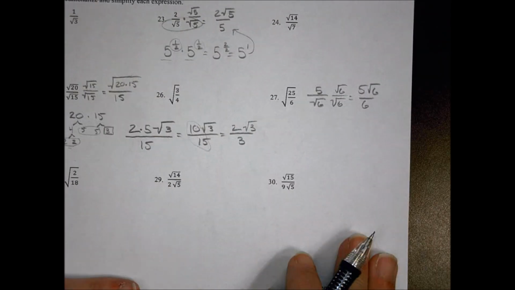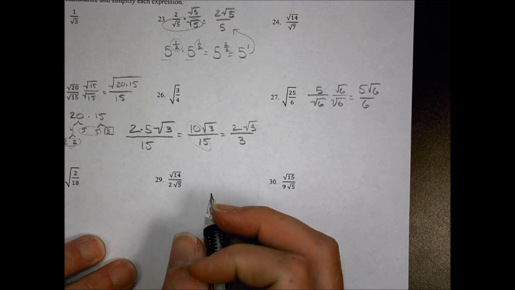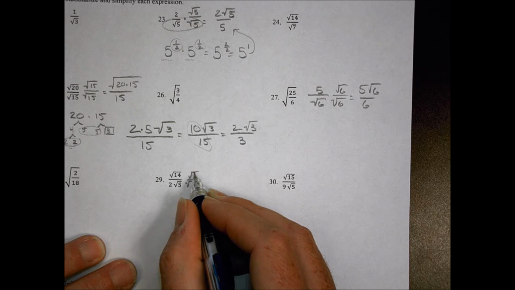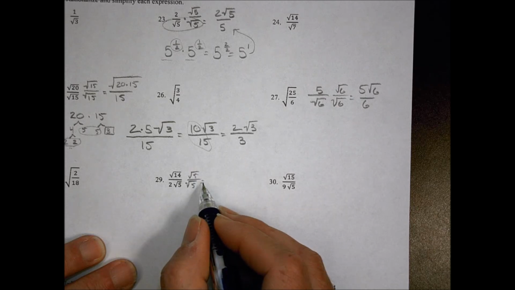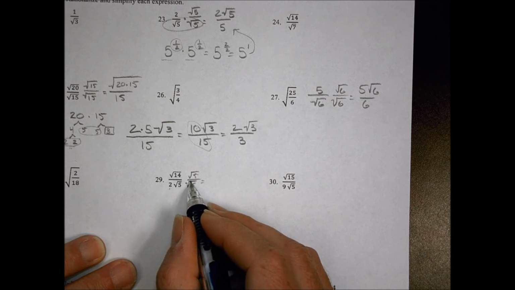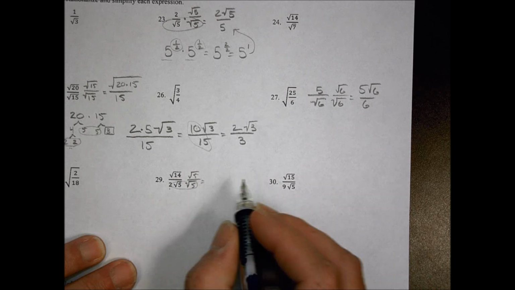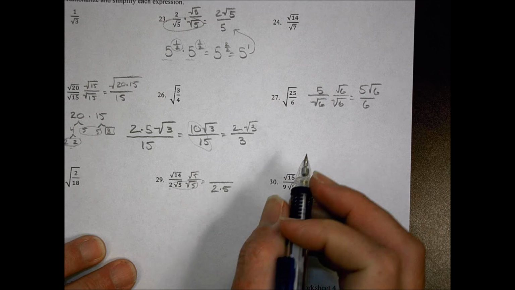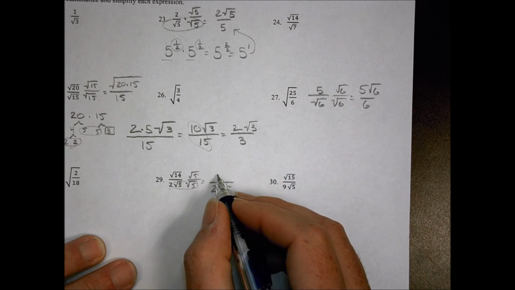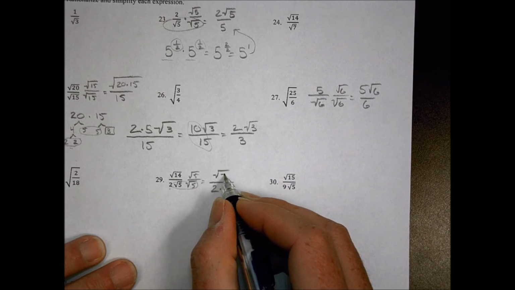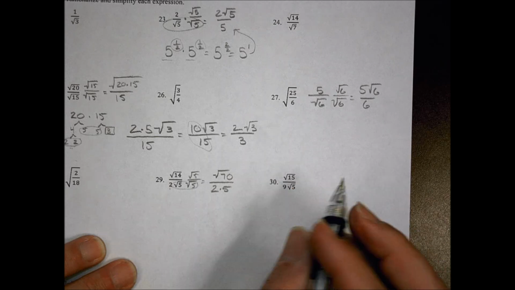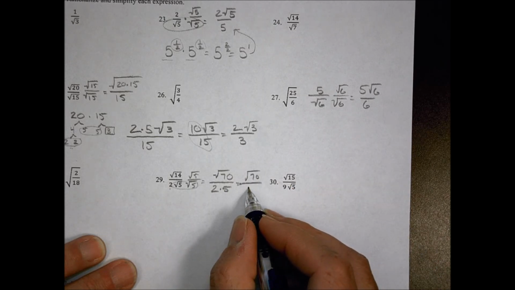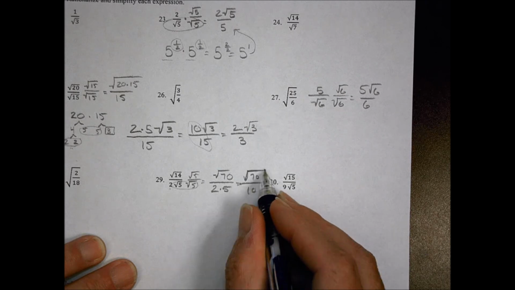And our last one for the day, 29. I want to get the root 5 out of the bottom, so I multiply top and bottom by root 5. So on the bottom I have 2 times, well, root 5 times root 5 is what? 5. That becomes 2 times 5. That's all there is to it. And on the top here, 14 times 5 is root 70. 5 times 14 is 70. So that becomes root 70 over 10. And that's all there is to that one. I can't break that down anymore.